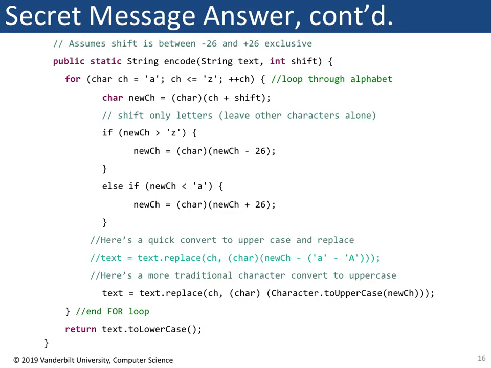In the declaration, we have the initialization, the test, and the update. Our initialization creates a variable called ch and initializes it to the value a. The test is going to see if ch is less than or equal to z, and we're going to increment by 1 for an update. This will loop through the alphabet, just like we've talked about.